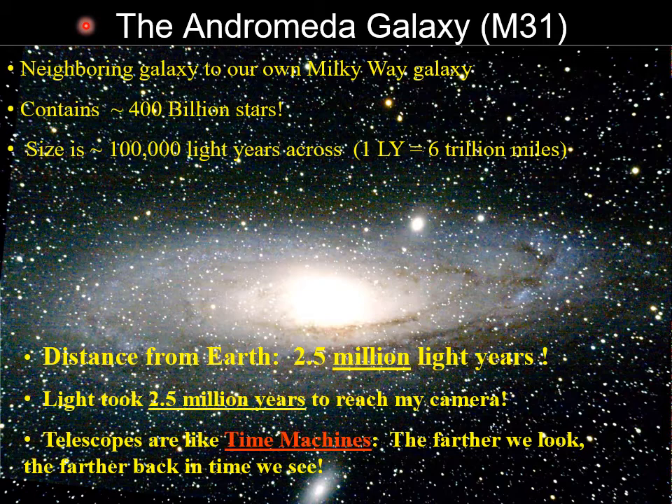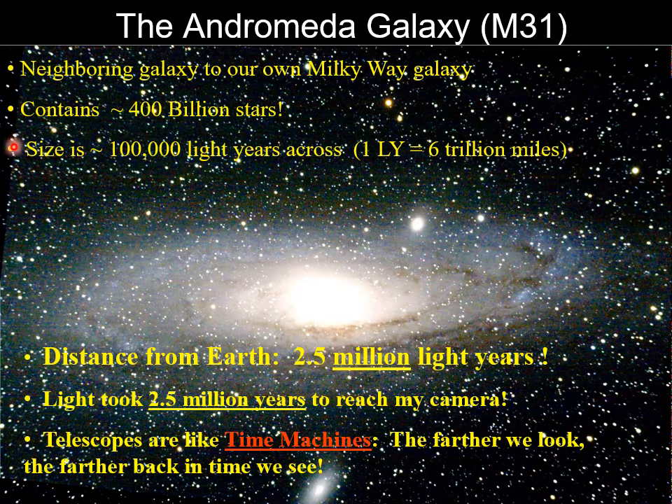Let's start out with our nearest neighboring galaxy, the Andromeda Galaxy, which is also called M31. This galaxy is actually visible to the naked eye. If you know where to look in the sky on a really dark night in the fall or late summer, you can see a little faint fuzzy spot in the sky, and this is actually the Andromeda Galaxy. This is a neighboring galaxy to our own Milky Way galaxy. It contains approximately 400 billion stars.